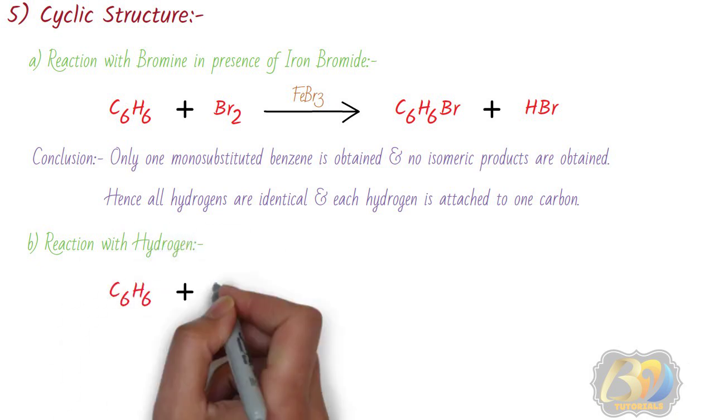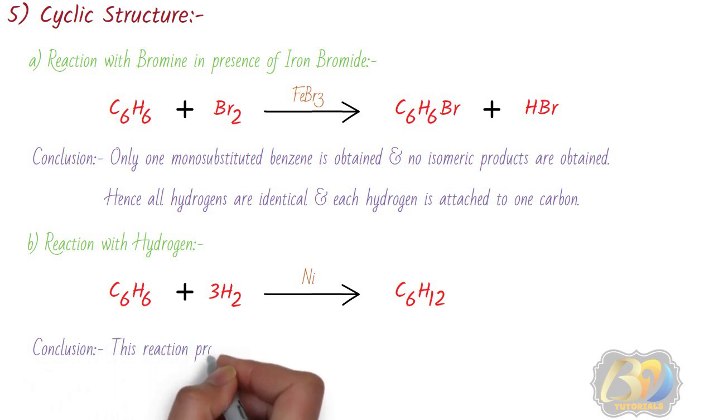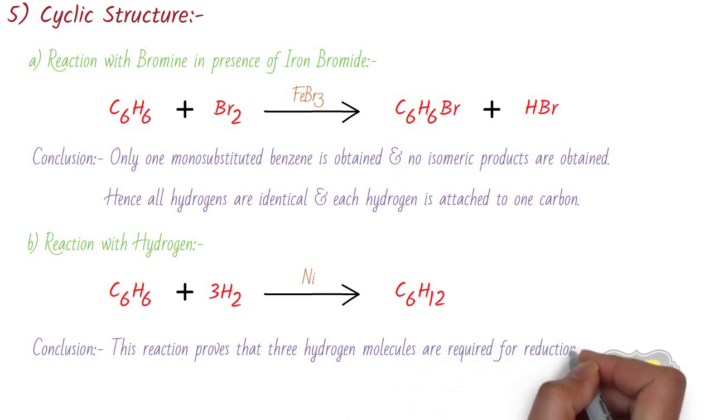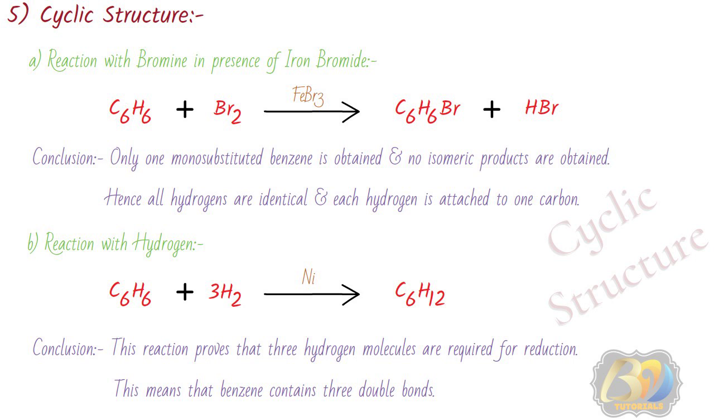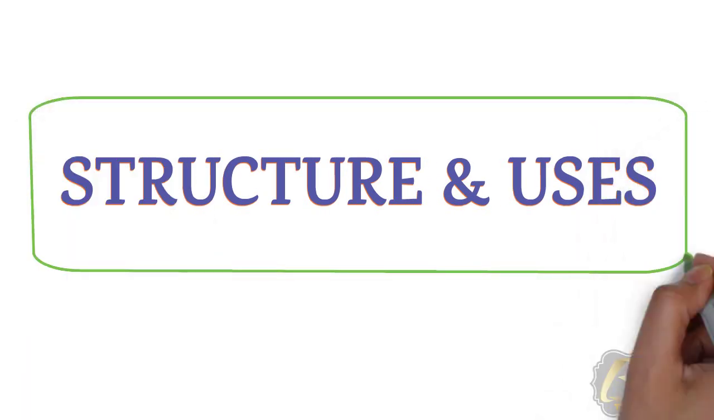Benzene adds 3 moles of hydrogen in presence of nickel catalyst to give cyclohexane. This reaction proves that 3 hydrogen molecules are required for reduction of benzene. It means that benzene contains 3 double bonds. According to these two reactions, the cyclic structure of benzene is confirmed and also the presence of 3 carbon-carbon double bonds is shown. Now, let's check structure and uses of some benzene containing compounds.